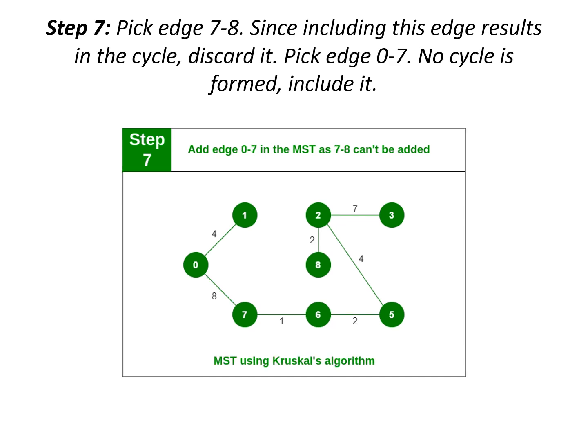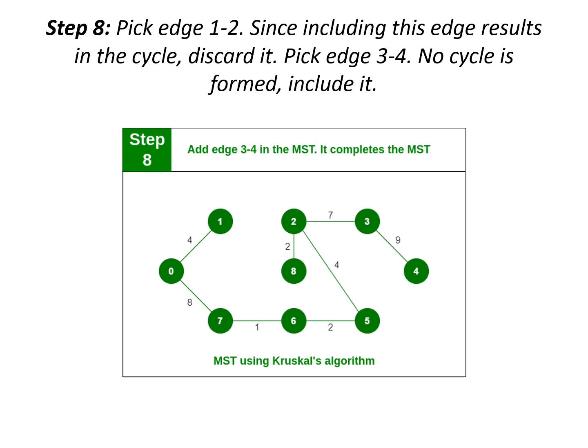Then pick the edge 7, 8, which has a weight of 7. So we have to draw the minimum spanning tree with the vertices 7, 8. But here we have a cycle in the graph. So we have to avoid this edge and then move to 0, 7. 0, 7, its weight is 8. We have to draw the minimum spanning tree for 0, 7.